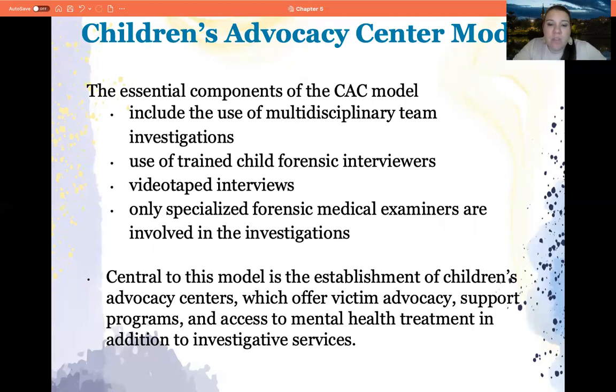A big part of this model is the establishment of children's advocacy centers, which offer victim advocacy support programs and access to mental health treatment in addition to investigative services. So it's kind of a wraparound program. There's a multidisciplinary team on the investigation side, and then after the investigation is complete, we work on victim advocacy and support programs as well.